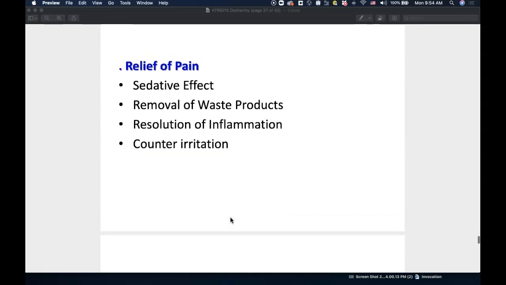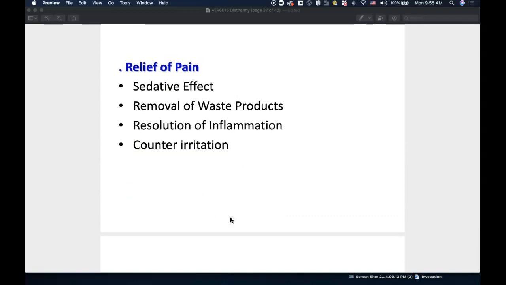And then finally, the relief of pain, right? Number one, there's that sedative relaxation muscular effect. And so as a result, the pain-spasm-pain cycle, right? The removal of waste products, the resolution of inflammation because we have O2 going into the area, those white blood cells coming into the area.